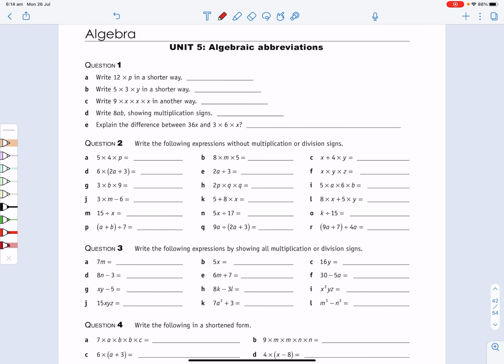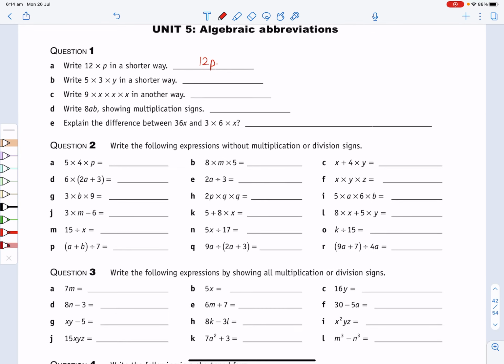Page 84. Question 1a. Write 12 times p in a shorter way, 12p. B. Write 5 times 3 times y in a shorter way, 15y. Okay, let's jump to question E now.